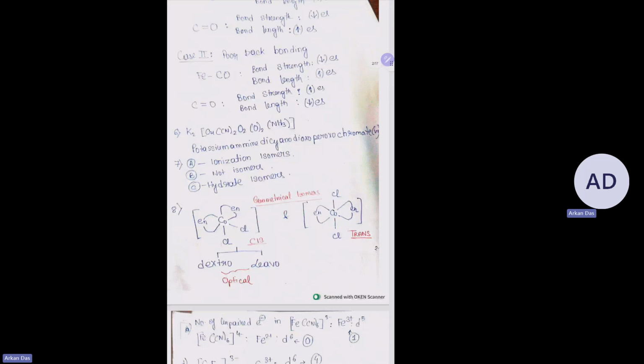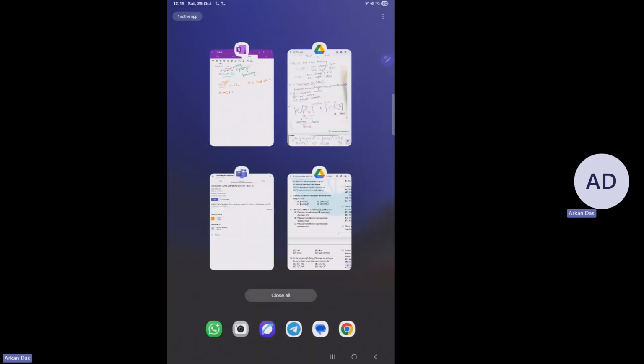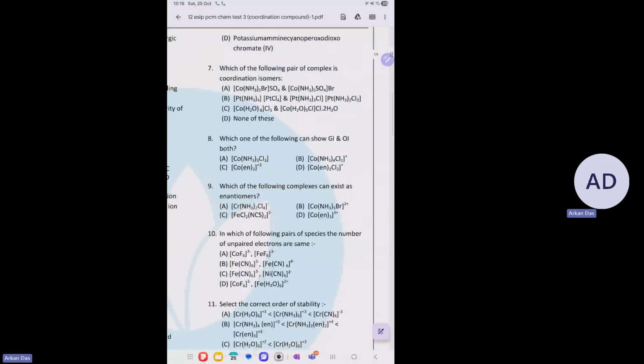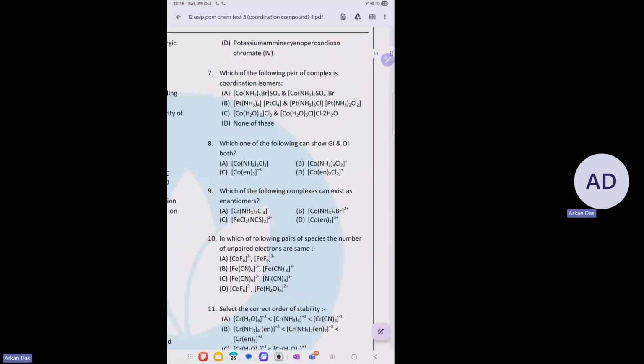Question number 7. Which of the following pairs of complexes are coordination isomers? You have to understand that in option A, the first one is ionization isomers. Option B looks like coordination isomers, but we have to be careful: on the left side, [Pt(NH3)4][PtCl4] has a total of 4 NH3 and 4 Cl, whereas the pair given has 5 NH3 and 3 Cl. So this is not coordination isomers.